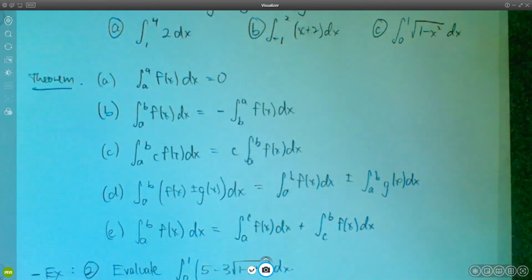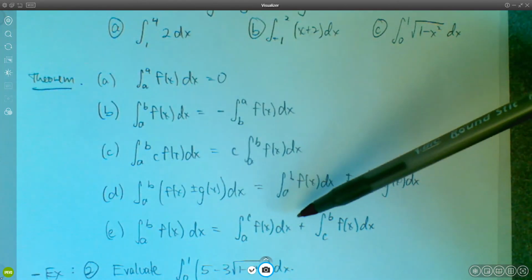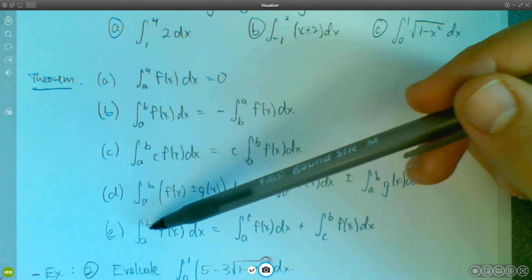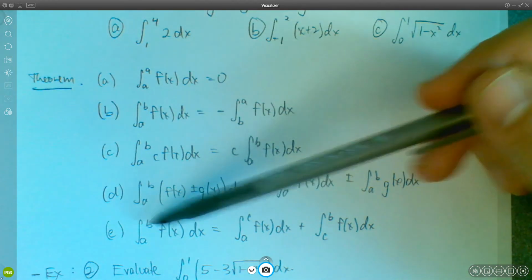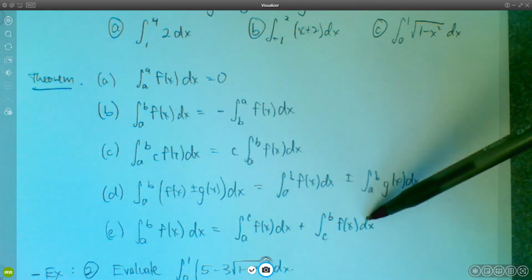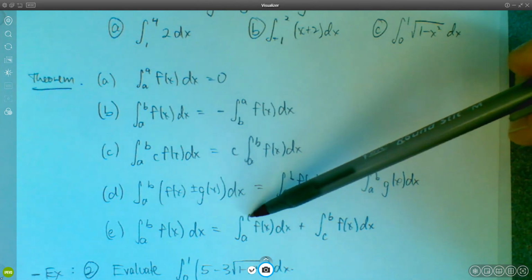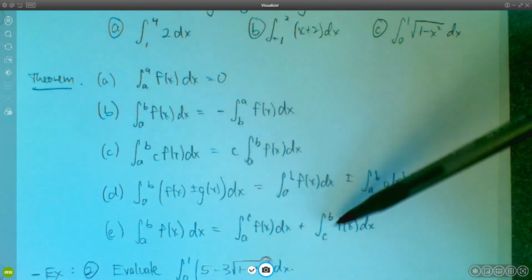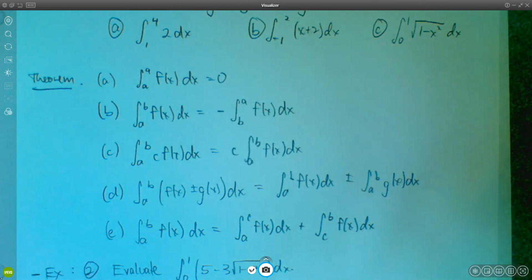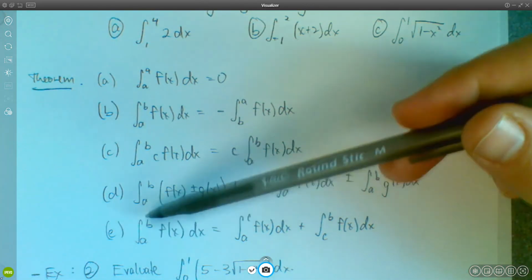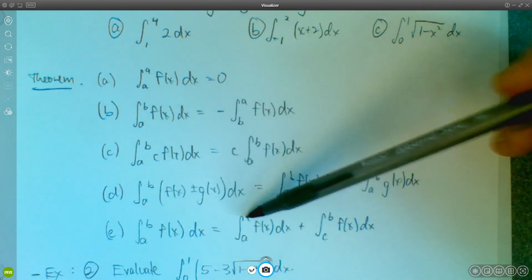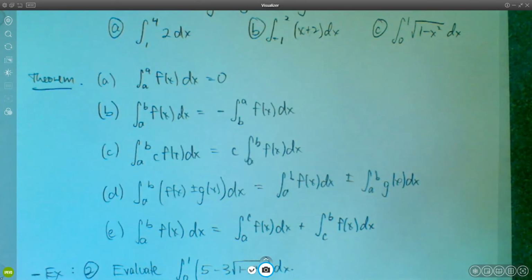And then another really interesting thing is this one. So the integral from a to b of f of x dx, you can split this into two separate definite integrals by taking some point c in between a and b. Right? So integral from a to b is just integral from a to c plus integral from c to b. Right? So you can split it into two pieces, which is kind of an interesting thing. That'll probably come up later.